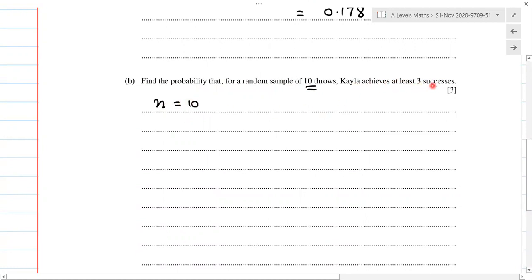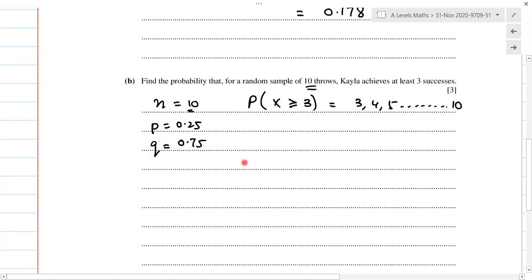achieves at least 3 successes. So at least 3 successes. That's going to be x is greater than or equal to 3. At least 3 means 3, 4, 5, and goes all the way up till n is 10. So we have to work out the probability for all of these, where the probability is given as 0.25 for success, like in part 1, and the probability of failure will be 0.75.